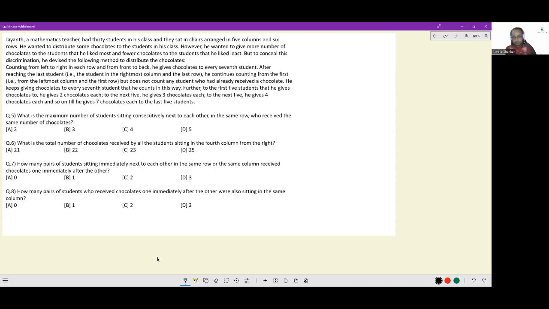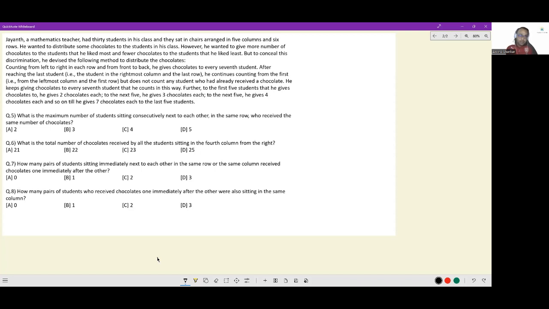Now see, once you read through the initial bit, the first thing you realize is you have to make a 5 by 6 table here. Otherwise, you won't be able to get to the answer.